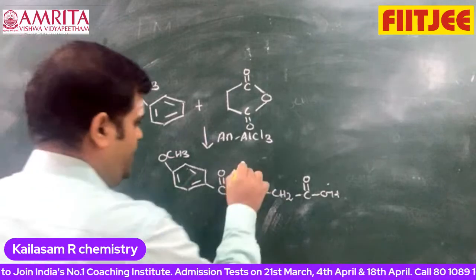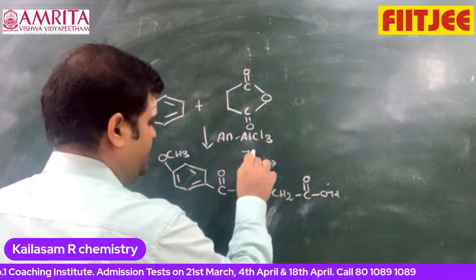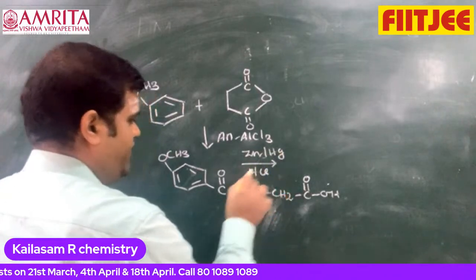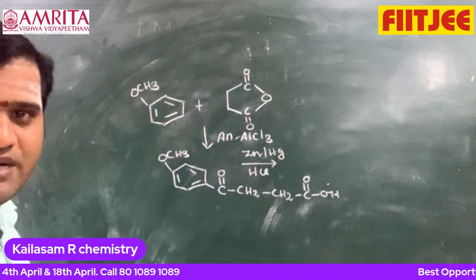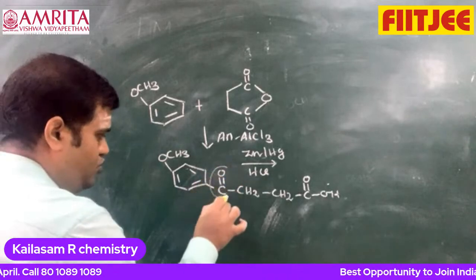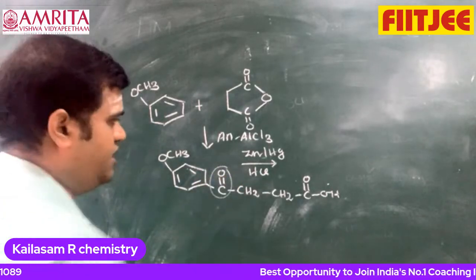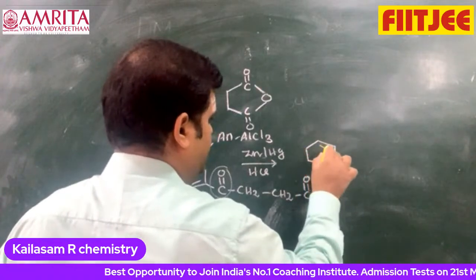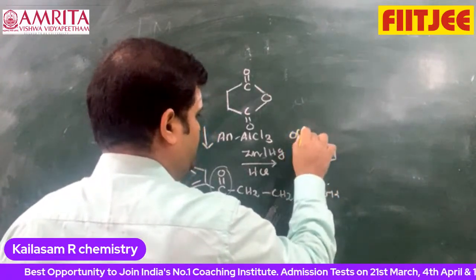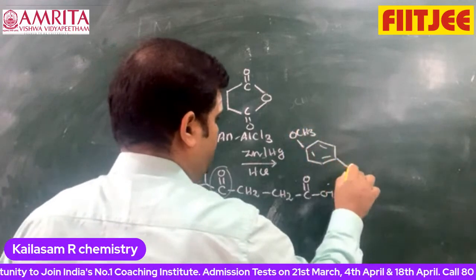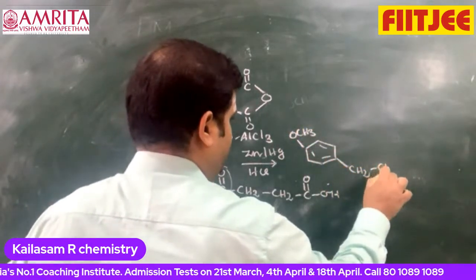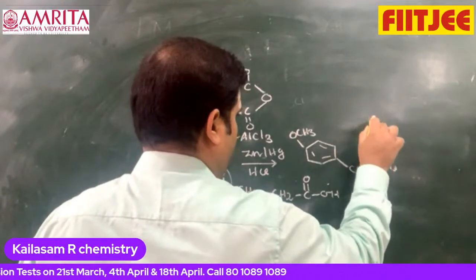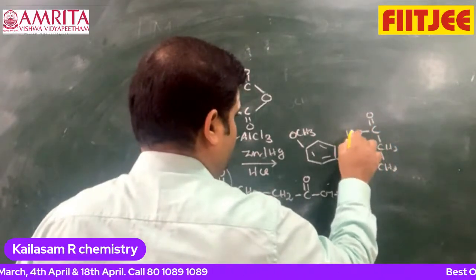Now I am using zinc amalgam, HCl. What is the reaction called? It's an example of Clemmensen reduction. This becomes reduced as CH2. Look at that. As OCH3, I am taking CH2, CH2, CH2, C double bond O, OH.